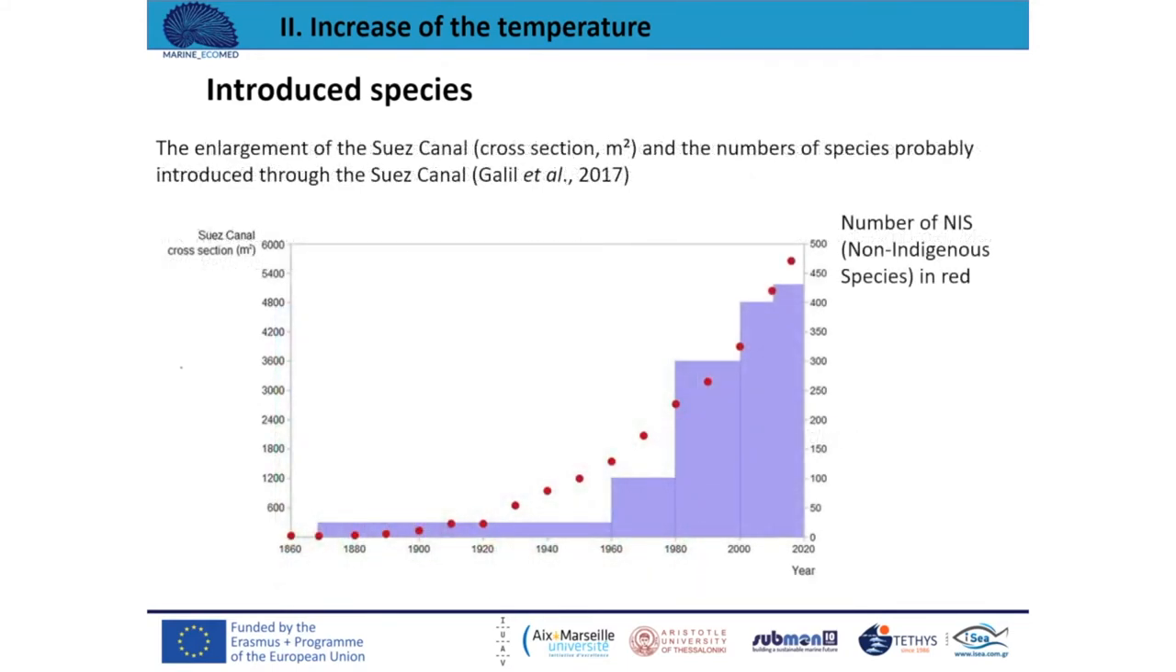The Suez Canal, which connects the Red Sea to the Mediterranean, is the most important alien species vector in the Mediterranean Sea. The enlargement of the canal since the 60s has led to a considerable increase in the number of species moving from the Red Sea, so the tropical zone, to the Mediterranean.